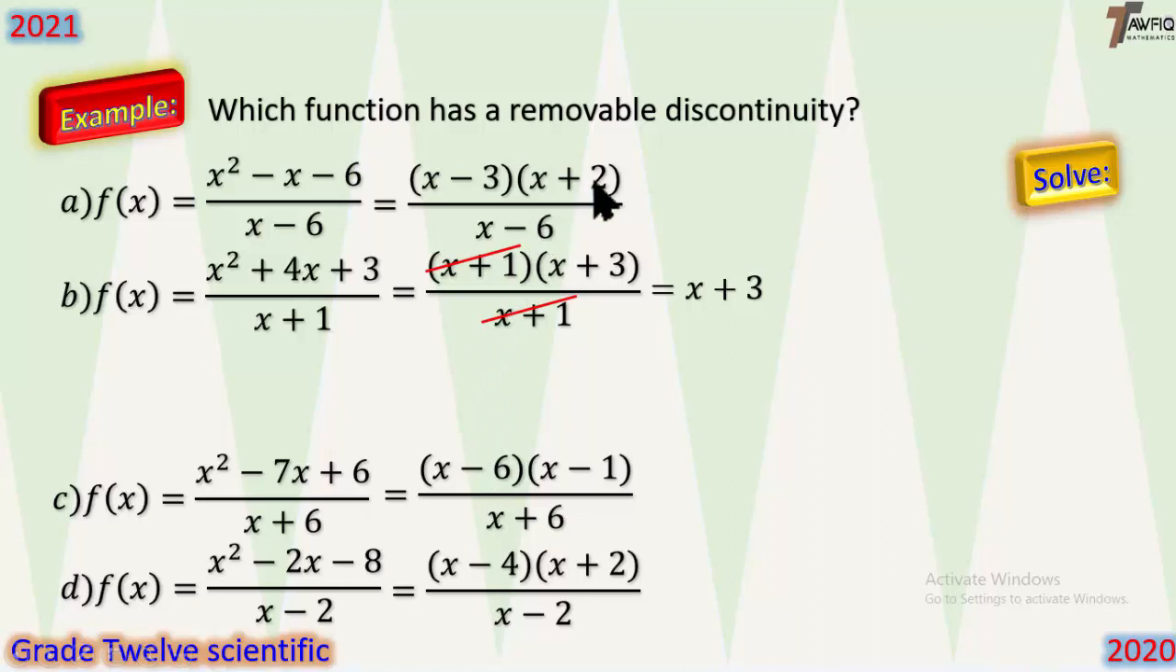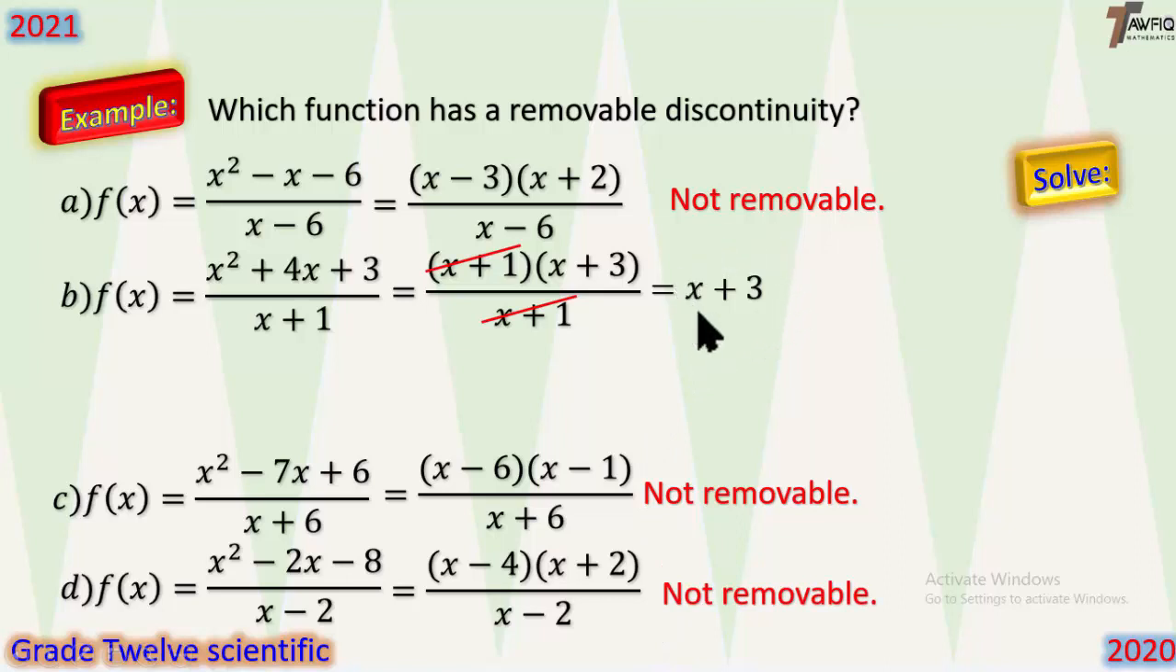As we can see, the functions A, C and D are not removable because we cannot cancel anything here. It's not removable, not removable, not removable. But this one becomes a polynomial function. Therefore, this limit exists and this is a removable discontinuity.